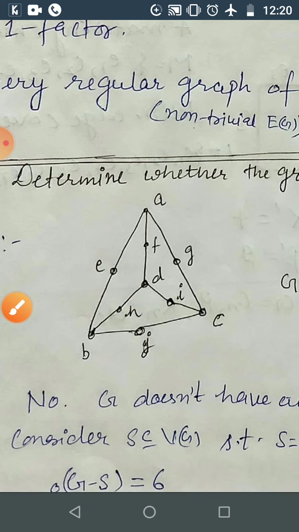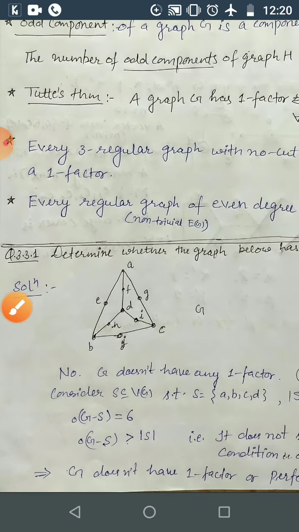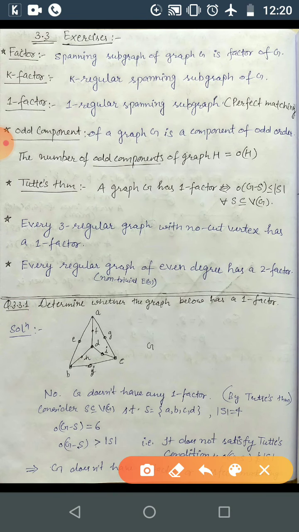So in general, if you try to find a one factor, then a spanning subgraph that is one regular does not exist. So G does not have any one factor. And why? By using Tutte's theorem.